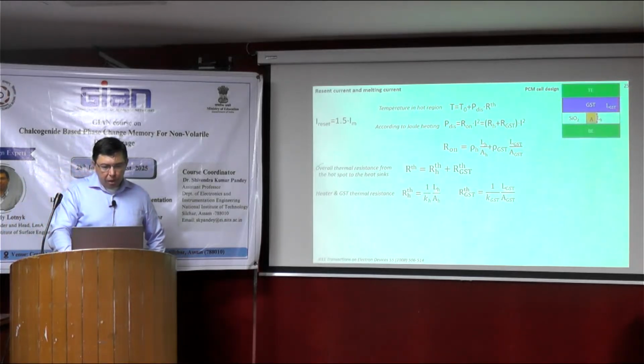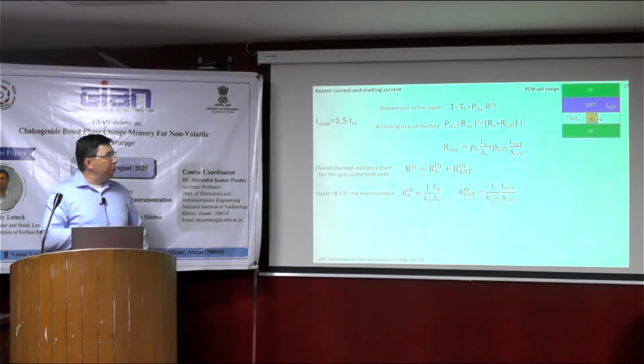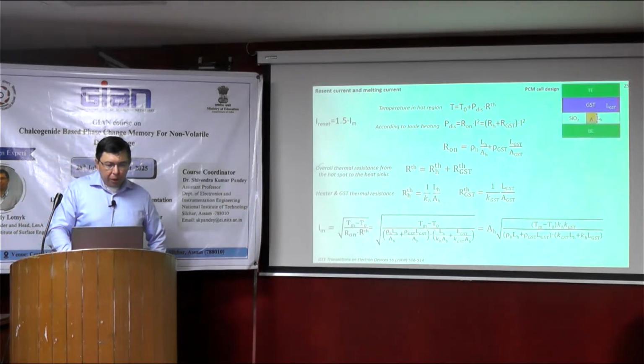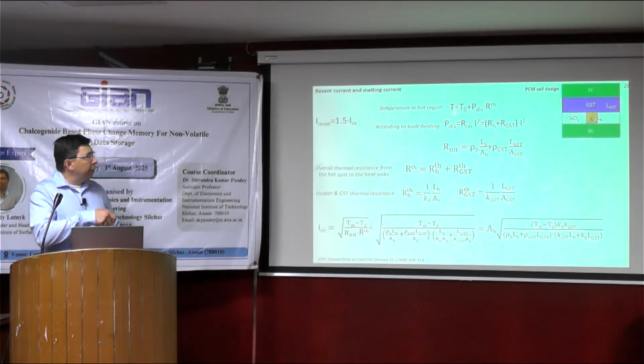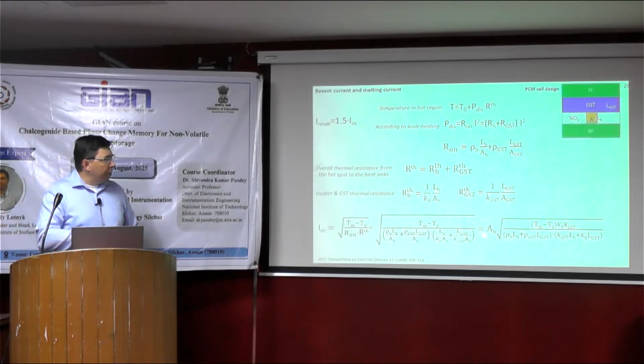Now, if we assume that this is a melting current, and if we apply some mathematical operations to this system, we can obtain the melting current as the square root of T melting minus T0, divided by R on multiplied by the overall thermal resistance. And this is the thermal resistance that you can put here, then rewrite using this equation. We can get this large equation.